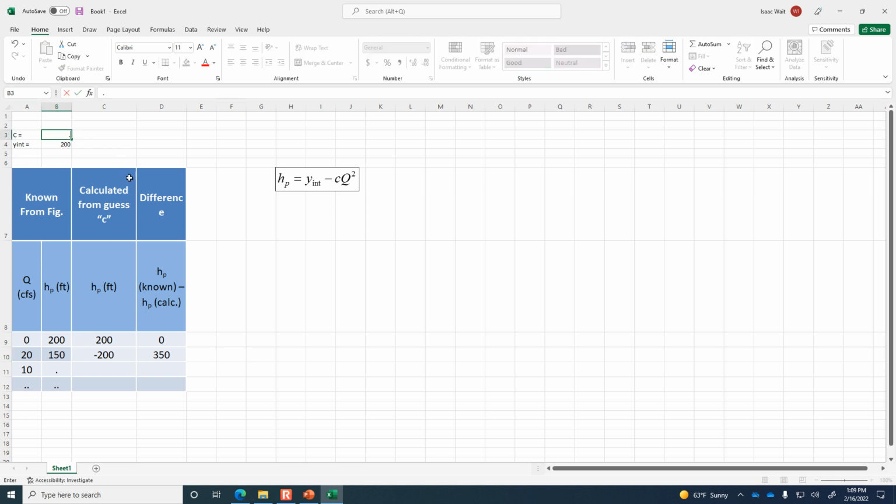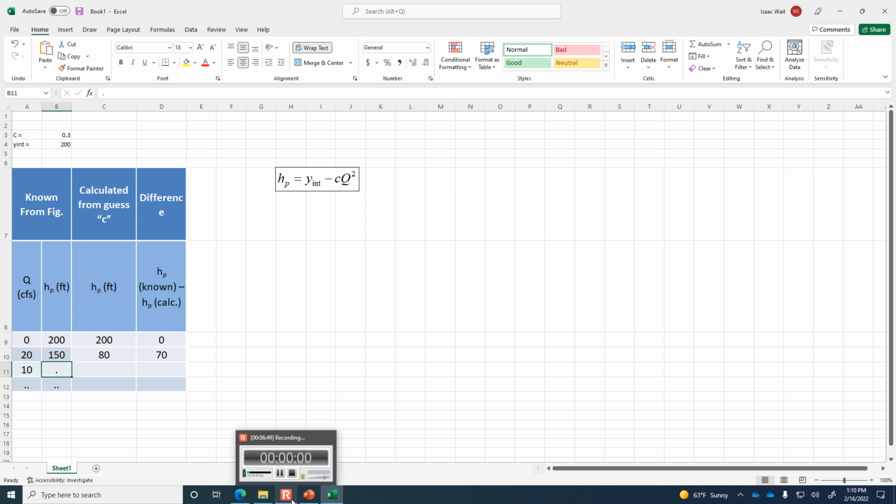What if I said 0.5? Well, that's pretty good, because look, the calculated, we're headed in the right direction anyway. The difference between the known pump head and the calculated is smaller. What about 0.4? All right, that's getting better. 0.3, getting better.